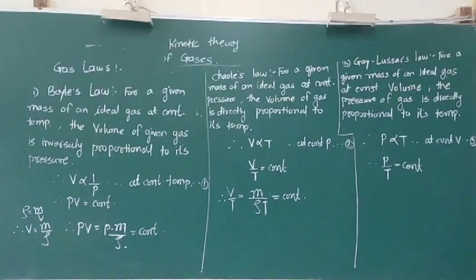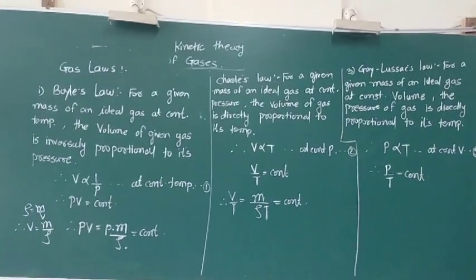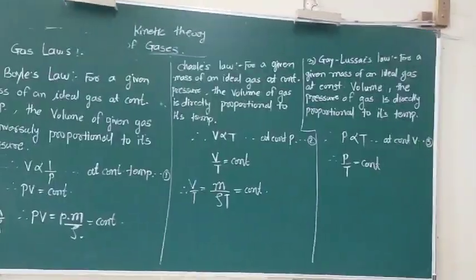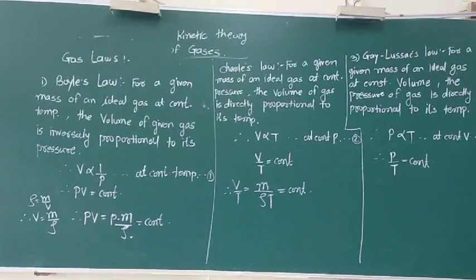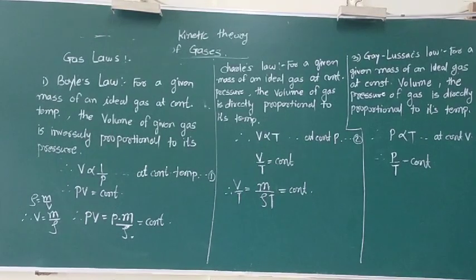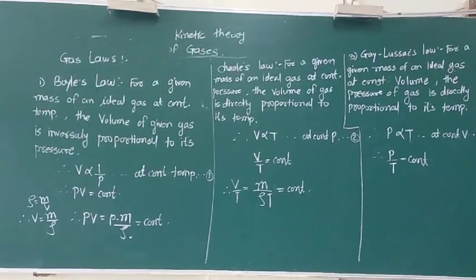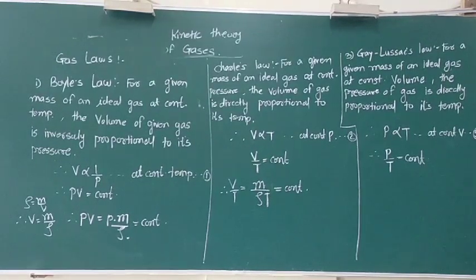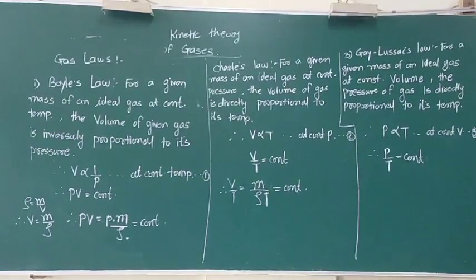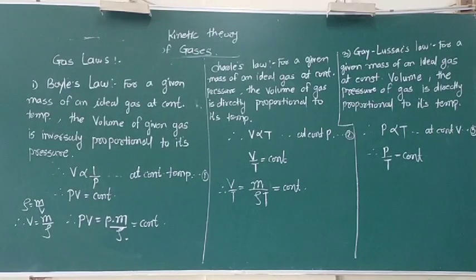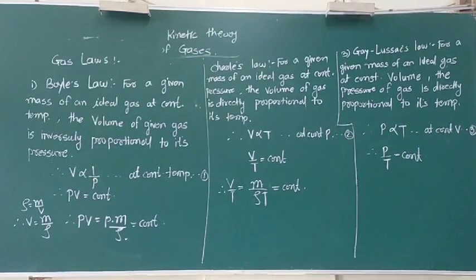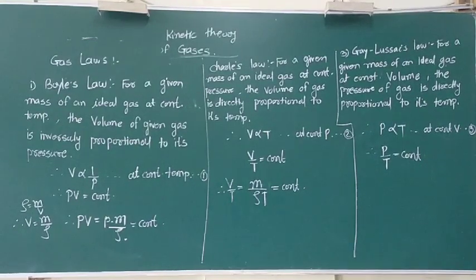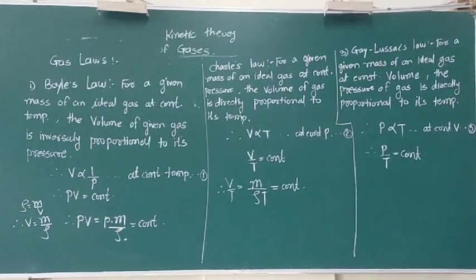Now see, there are 3 laws of gases. First one, that is Boyle's law. What is the statement of Boyle's law? For a given mass of an ideal gas at constant temperature, the volume of a given gas is inversely proportional to its pressure. That means V is inversely proportional to P.